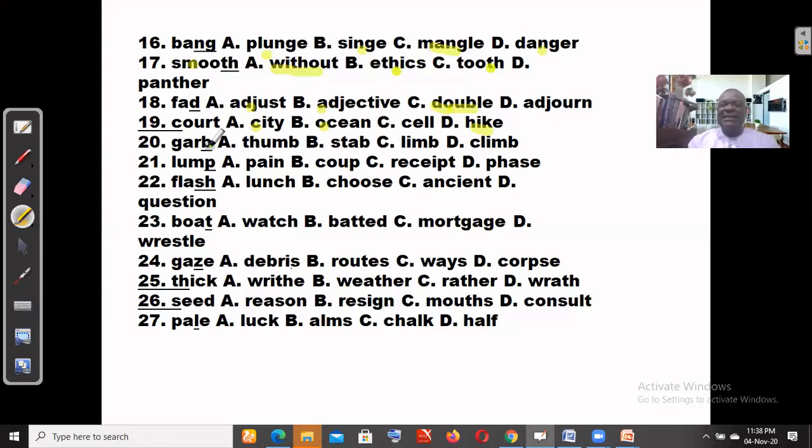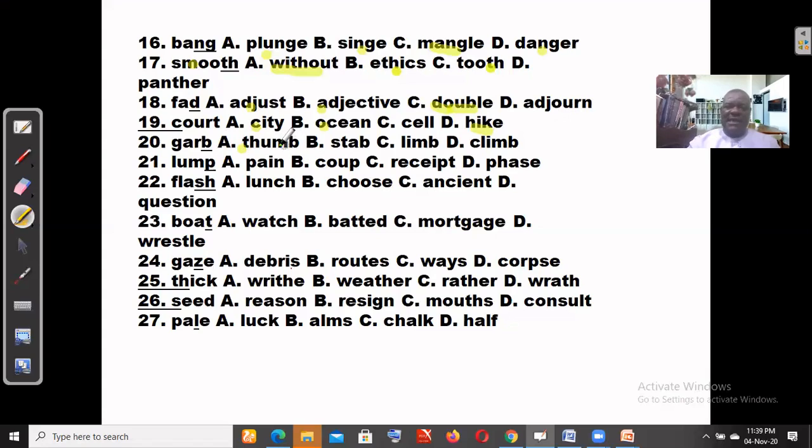Most candidates in these exams fail because they make no attempt to pronounce the words one by one. They pick by rule of thumb. It's like they are gambling, you know. And you do not get the answers by gambling. You get it by being knowledgeable about the phonological rules, the underlying principles that will enable you to identify the correct sounds. So gab, we are looking for B, and option A is thumb.